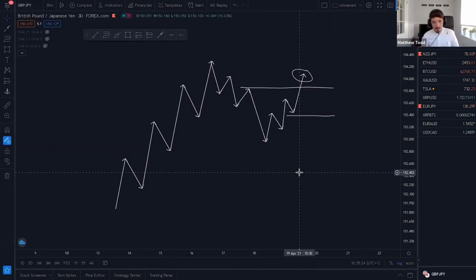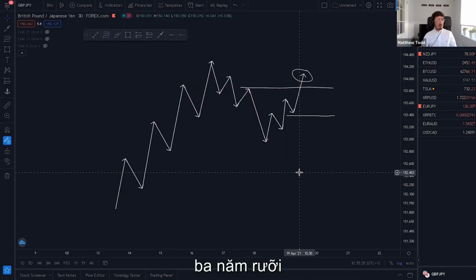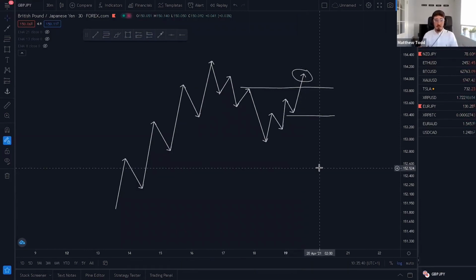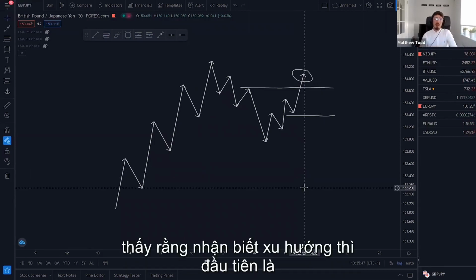So, and as I say, I've used that for the last 3, 3.5 years, maybe a year to a year and a half of not knowing that this is how I was doing it, or not necessarily explaining that this is how I was doing it. But that's just the way it was, and this is how I teach now, and this is how I always try to show people: work out what the trend is first.